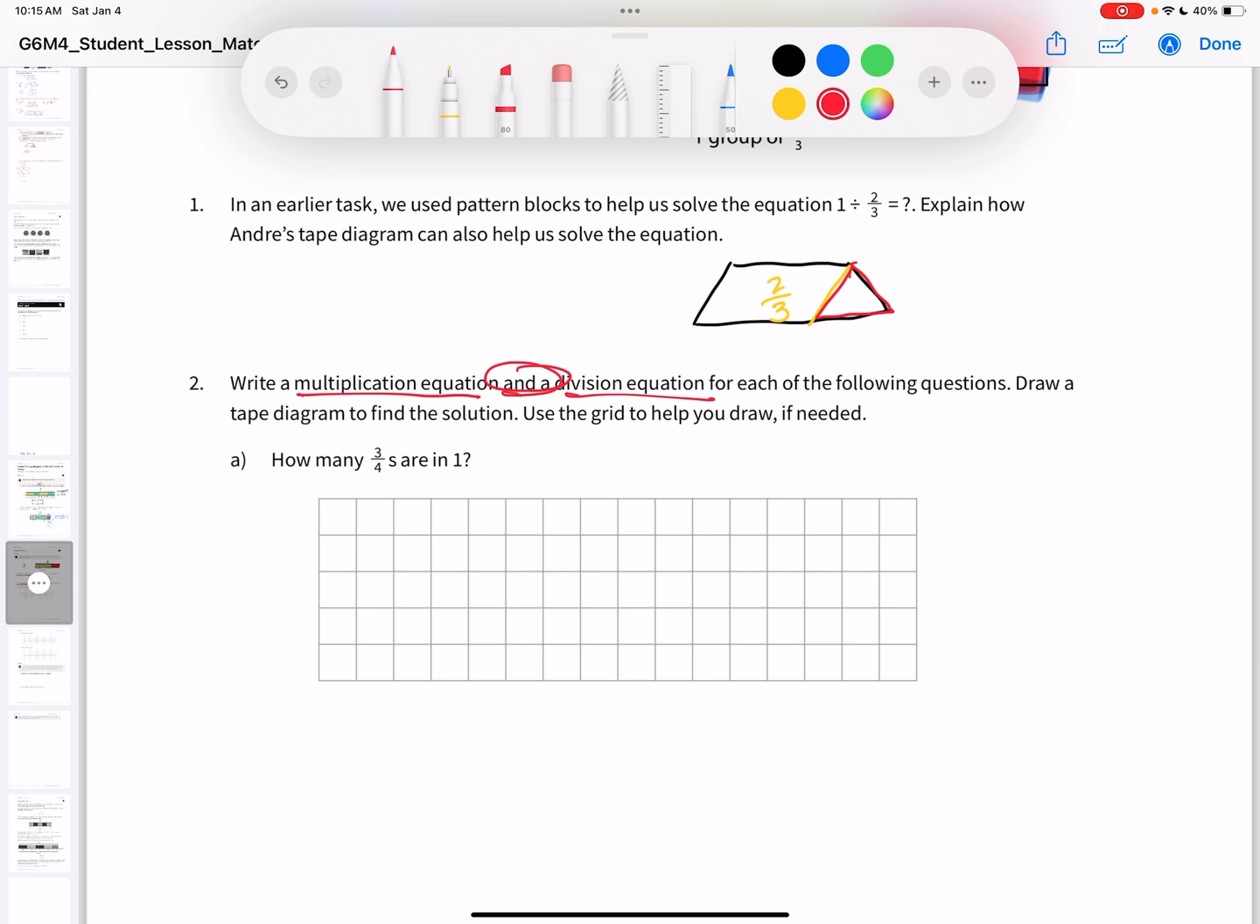Alrighty, so it says, how many 3/4 are in 1? If I'm going to write the division equation, it's going to be 1, because that's our whole, divided by 3/4 equals something. But I also have to write a multiplication equation. So I'm going to say something times 3/4 equals 1.